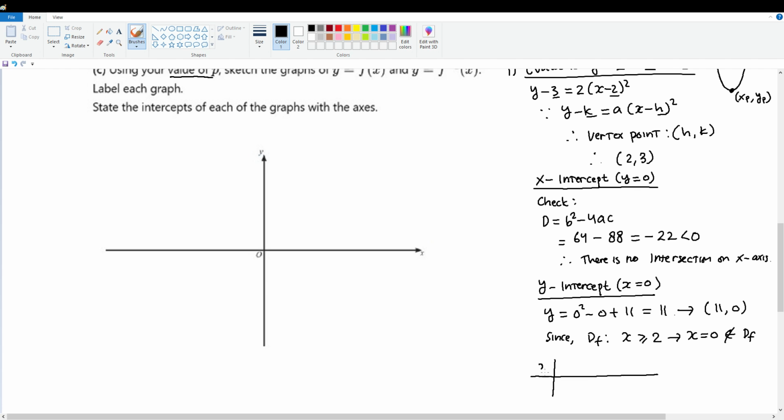Okay, so I take a table. Here we have x and y. So if I put x equals 2, you get the y value is 3. Okay, and then if I take the value of x as 4, the y must be 11. Okay, so that is our coordinate to draw the graph on this Cartesian diagram.